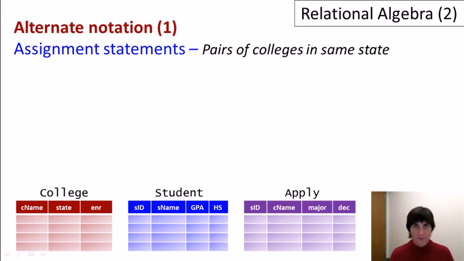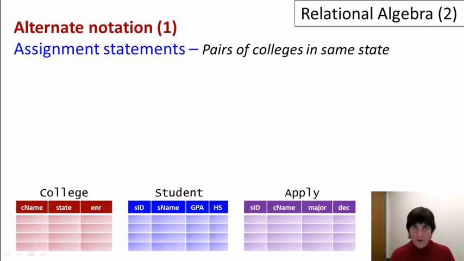But sometimes people prefer to write using a more linear notation of assignment statements, and sometimes people like to write the expressions as trees. So I'm just going to briefly show a couple of examples of those, and then we'll wrap up. So assignment statements are a way to break down relational algebra expressions into their parts.